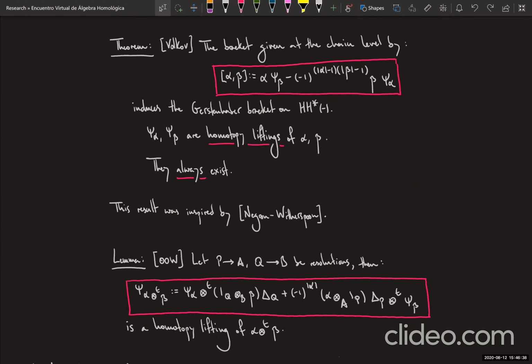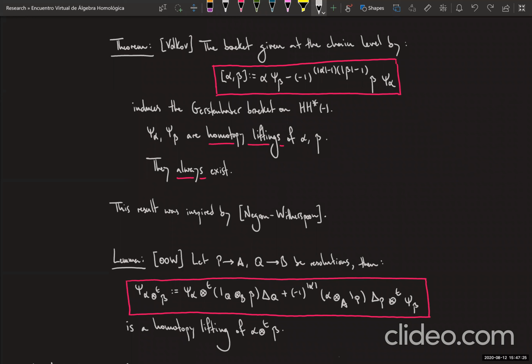The result that we have used was this theorem by Volkov. What Volkov proved is that he defined a bracket at the chain level, so at the level of the resolutions, and the way he defined the bracket was this rather simple formula. He just took the bracket of alpha and beta, and he put alpha and then something called a homotopy lift, and then he added a degree, and then composed beta with another homotopy lift. And what he proved is that this bracket induces the Gerstenhaber bracket on the Hochschild cohomology.